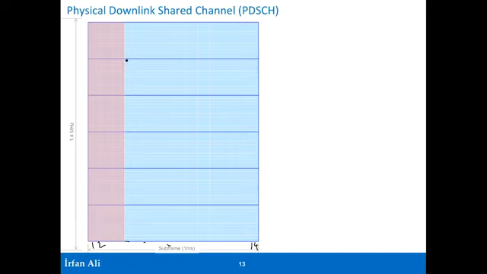The blue part of it is the physical downlink shared channel. So all the way from OFDM symbol number 4 to 14 is where the physical downlink shared channel is, and this is the channel that contains most of the important information, or most of the information that the mobile is actually wanting to receive from the base station.